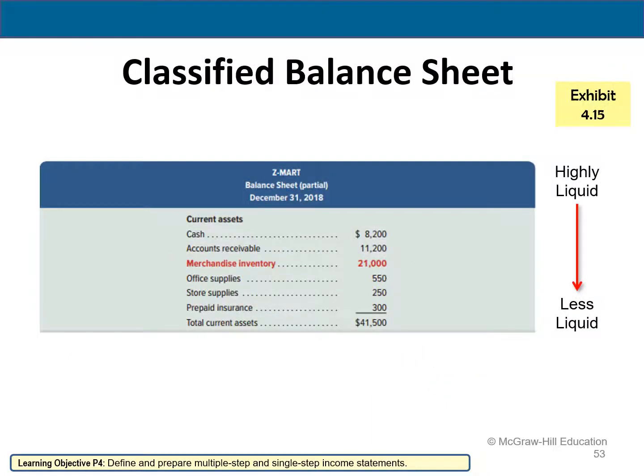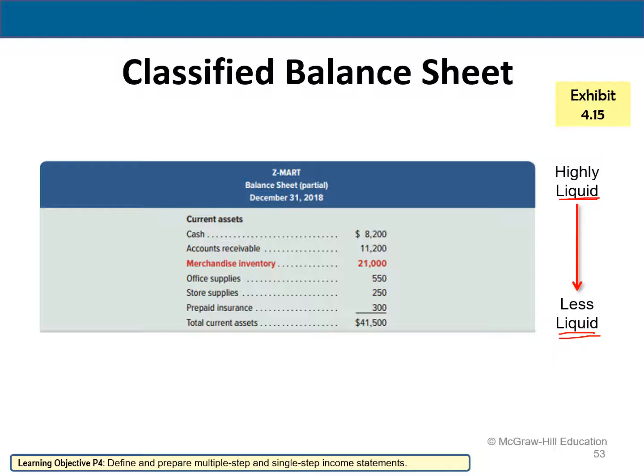All right, and then we talked about in the last chapter the classified balance sheet. The idea is that you report your assets from most liquid to least liquid. And merchandise inventory falls in right behind the accounts receivable account.